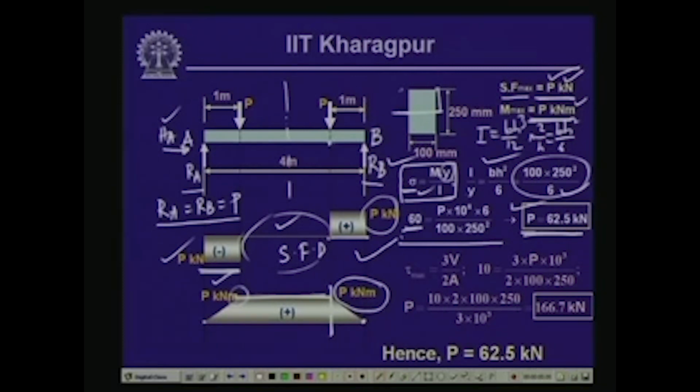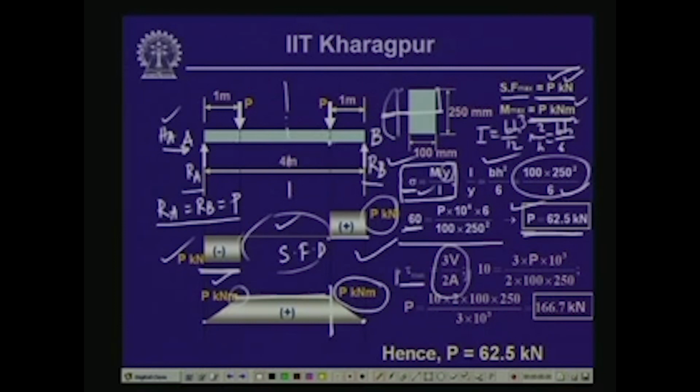Now, let us look into the value of P which we get if we have to satisfy the maximum shearing stress criteria. Now, as we know, the maximum shear stress in a rectangular cross section occurs again at the neutral axis, since it varies parabolically, and the maximum value which we get is equal to 3 V by twice A.